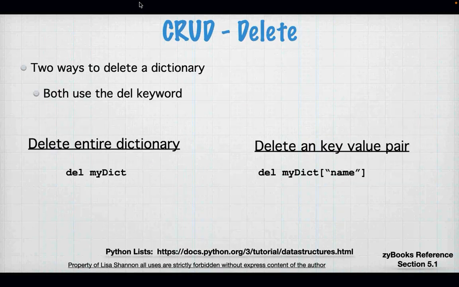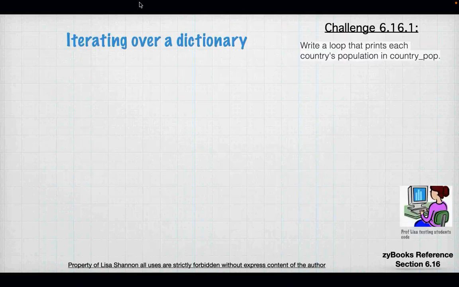And delete, you use the del keyword. So we have del my_dict and del my_dict of name. The first example deletes the entire dictionary. The second example deletes the key-value pair based on the key. So everything is based on the key.